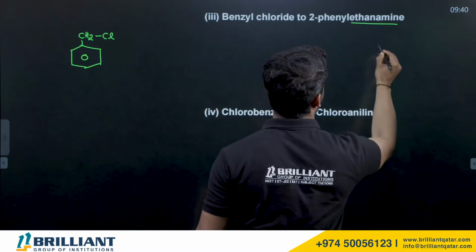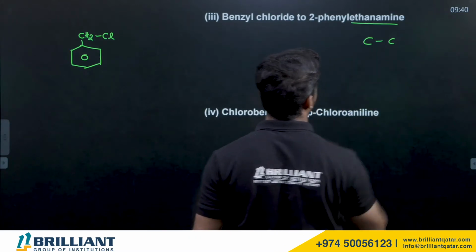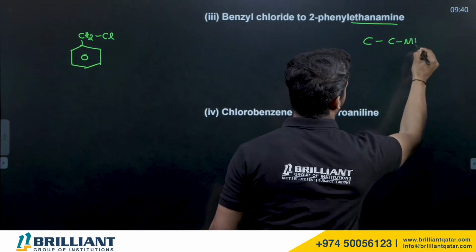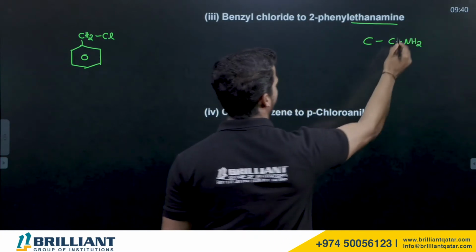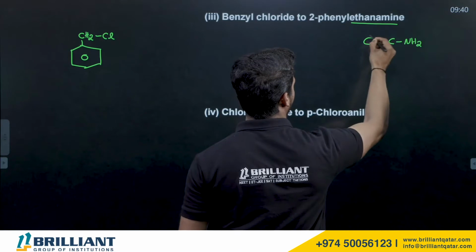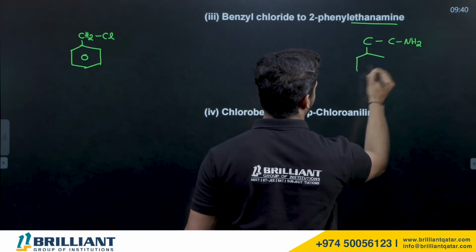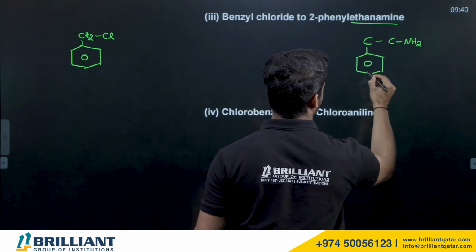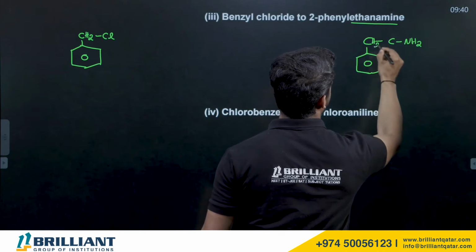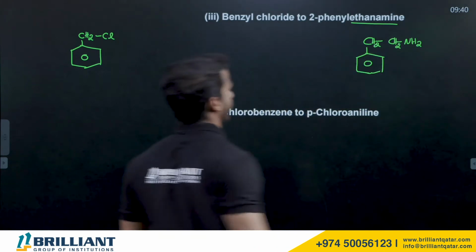So ethanamine is the parent chain. So total 2 carbons are there, and one of the carbon is connected to amine, so ethanamine. This is carbon number 1, carbon number 2, the second carbon atom carrying 1 phenyl group. This is the compound we have. So let us fill the valency like this. Okay, so this is the compound.